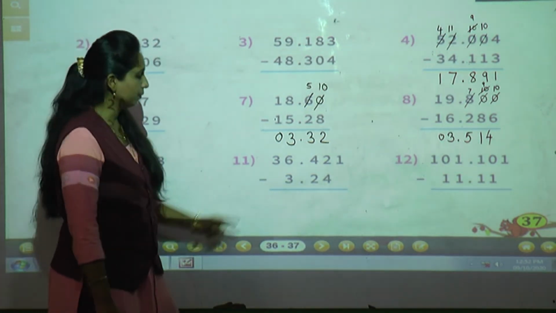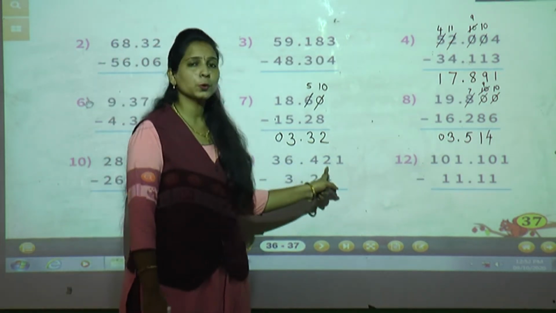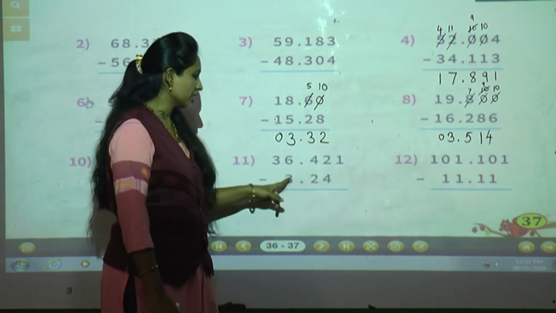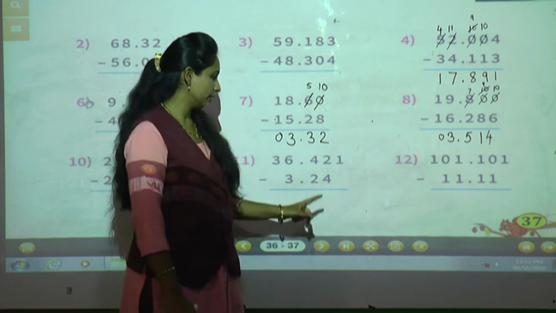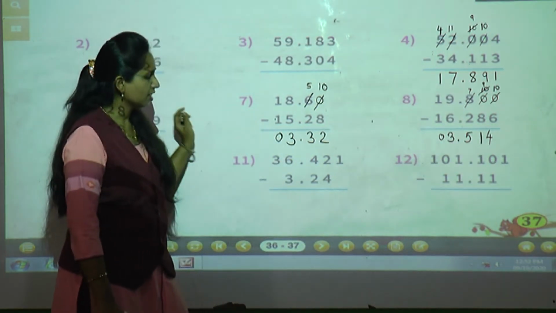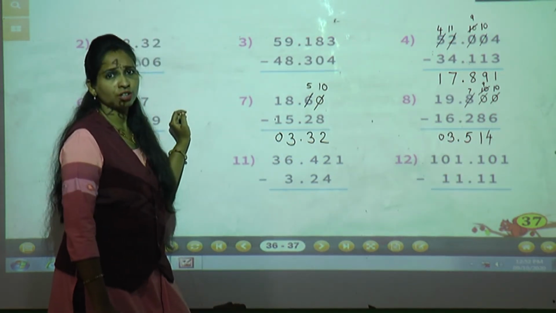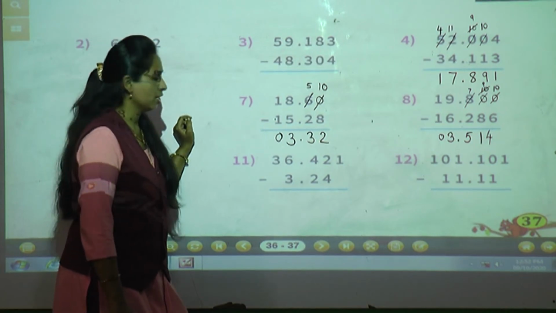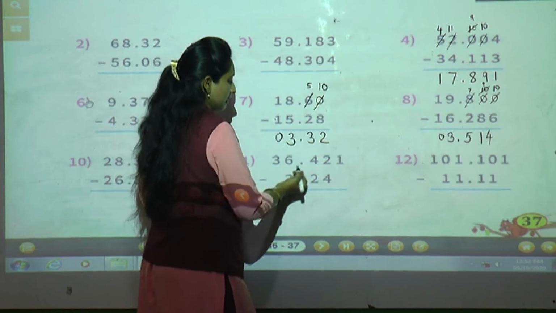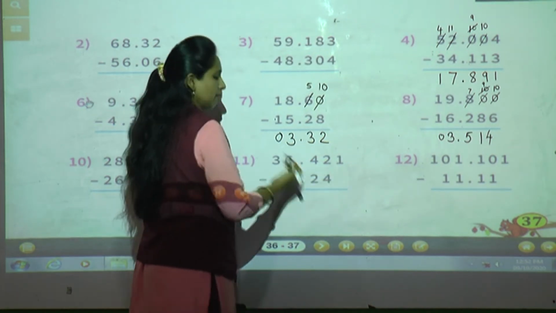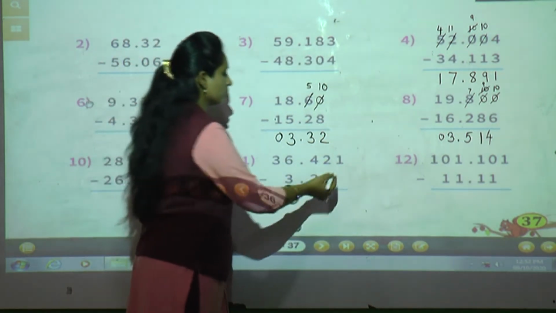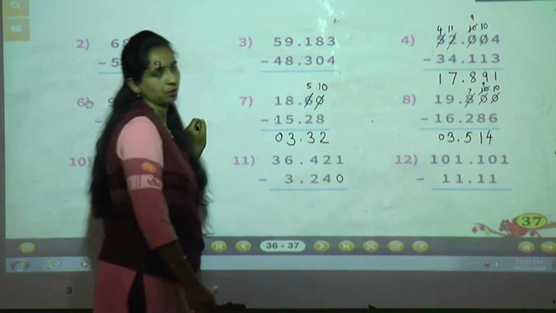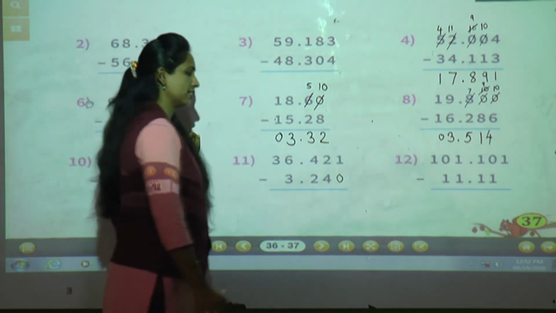Now see the 11th one, 36.421 and 3.24, nothing else they had given. See, these numbers are also not like decimals. So first we need to change into like decimals. So here 36.421, 3.24, just add the 0, isn't it? Now let's subtract.